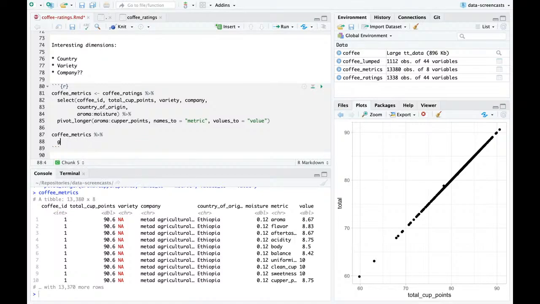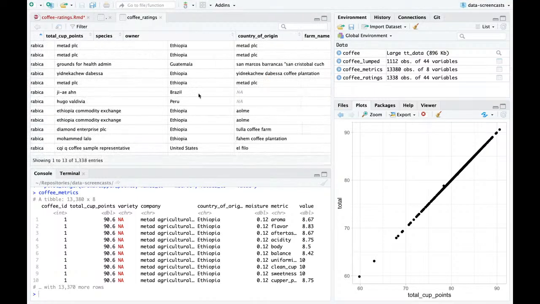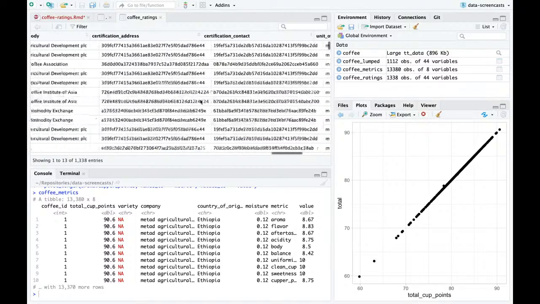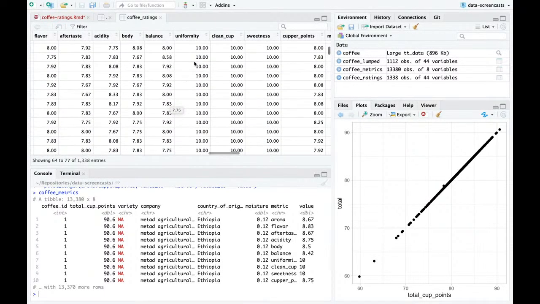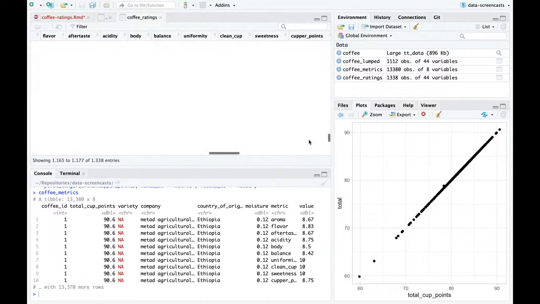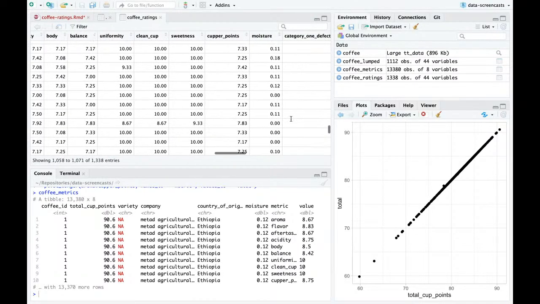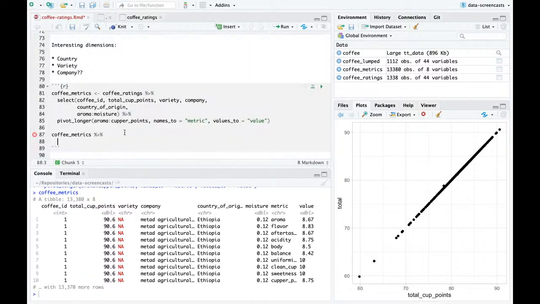I'll tell you something I'm really curious about. What are the sources of variation? For example, one thing I noticed just glancing through the coffee ratings is that the clean cup rating seems to be 10 a lot. Uniformity is 10. Sweetness is often 10. Maybe it's sorted in some way, but let me try just sorting through the middle. Yeah, a lot of these are kind of centered around 10.